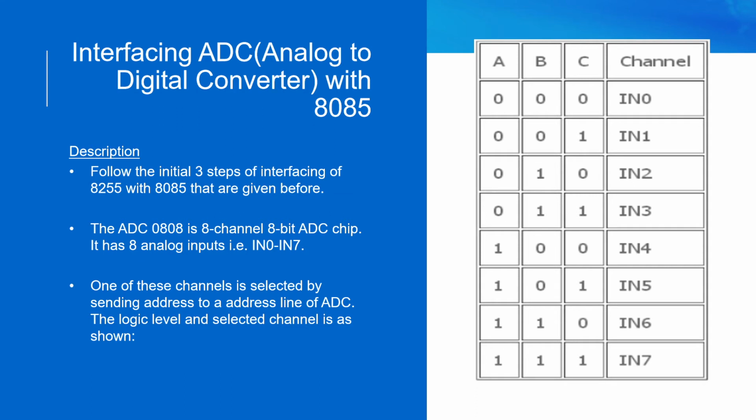Next is interfacing analog to digital converter with 8085 microprocessor. The ADC for 8085 follows the initial 3 steps of interfacing of 8255 with 8085 given before. The ADC0808 is a 8-channel 8-bit ADC chip. It has 8 analog inputs. One of the channels is selected by sending an address to the address lines of the ADC. The logic level and selected channel is as shown.